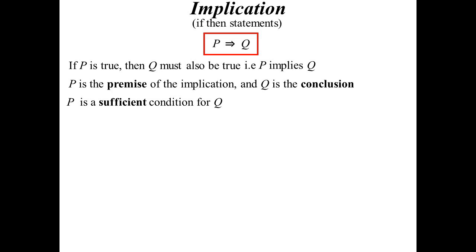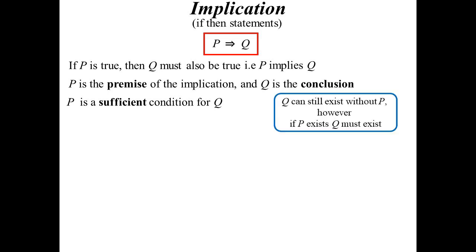Now you might remember these words, sufficient conditions and things like that. So P is a sufficient condition for Q, because if we have P, we know we must have Q. So just knowing P is sufficient to know we have Q. Now, Q can still exist without P. However, if P does exist, Q must exist.